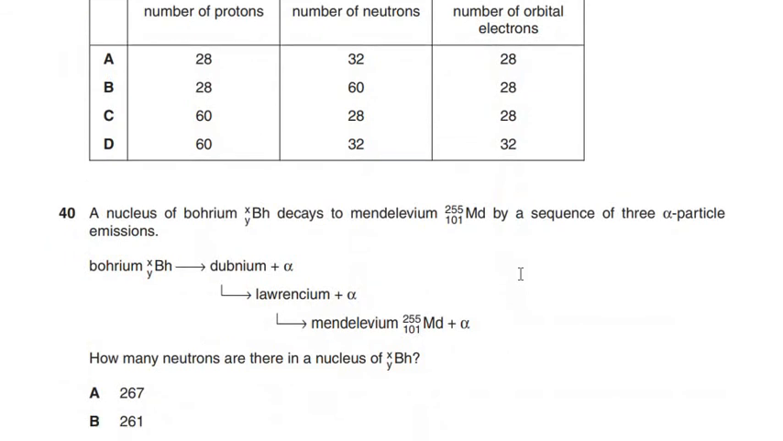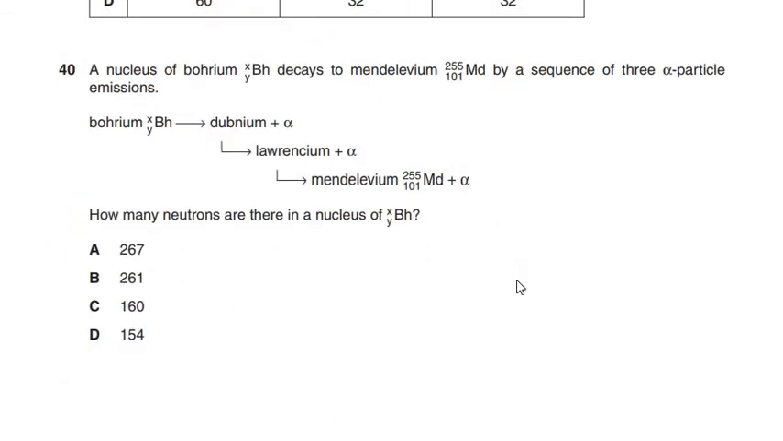So there you go. All right, last question. Nucleus of bohrium decays to mendelevium in a sequence of 3 alpha particle emissions. So if bohrium decays to dubnium, it loses 2. Actually, let's do this by writing it. It's going to make it easier. So we end up with mendelevium, right? Then you want to know what the bohrium is. Basically this is 4,2, right? So if that's the case, you add these up to mendelevium and you're going to get lawrencium.